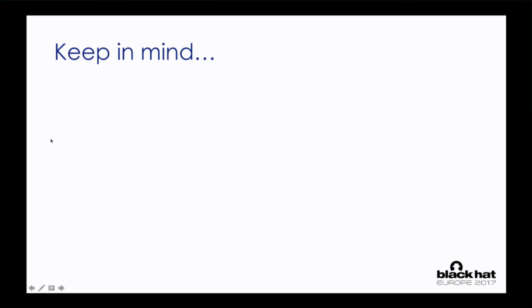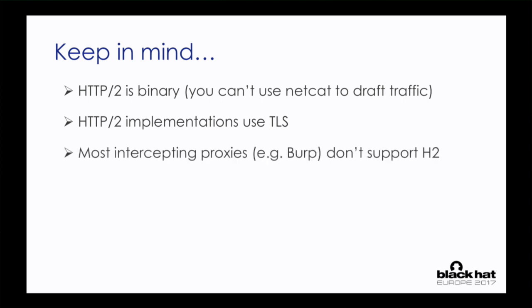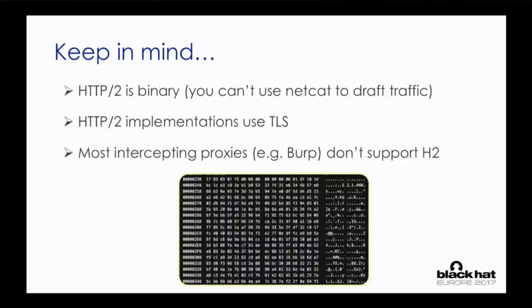A few things we have to keep in mind when we're trying to analyze this protocol and inspect the content and see the conversations. First, this is a binary protocol. You can't just use Netcat and sniff the traffic and see what's going on. It's not so simple. Second of all, all implementations that I've seen are using TLS, so the content is encrypted, and most of the intercepting proxies we are using currently in the web application security field, like Burp and Fiddler, still don't support H2. So if you would like to intercept a request, that becomes not so trivial.